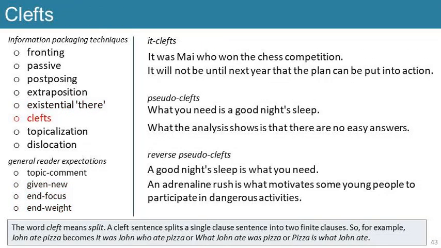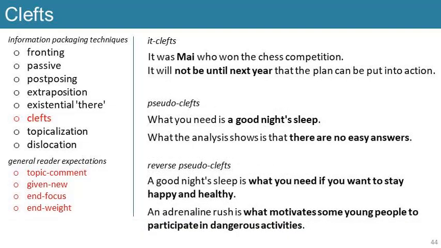The next information packaging technique is the use of a cleft sentence. Clefts are basically a way to reorder a sentence by removing a constituent from its conventional position and turning it into a clause. The clause is then placed at the front or at the end of the sentence. There are three types of cleft sentence: it clefts, pseudo-clefts, also known as WH clefts, and reverse pseudo-clefts. Each of these three cleft types is associated with one or more of the general organizational principles.